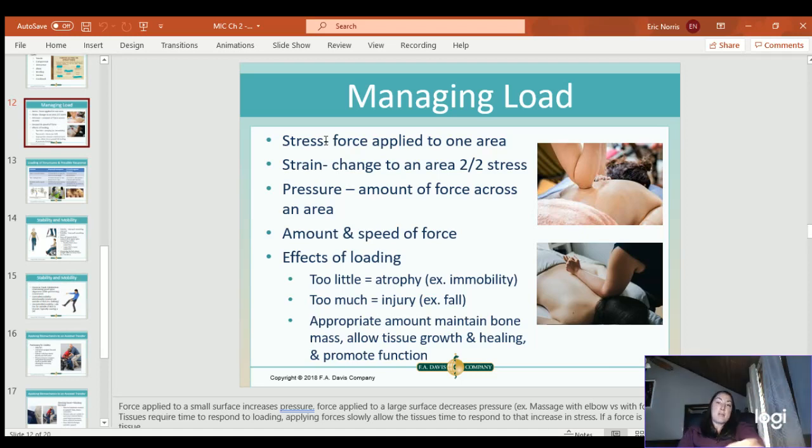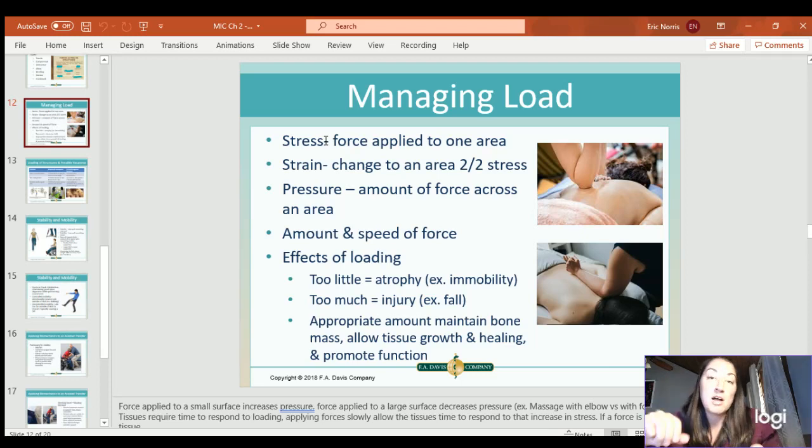Pressure is the amount of force across an area, and the amount of force you apply and the speed in which you apply it has a great impact on how the tissue responds.